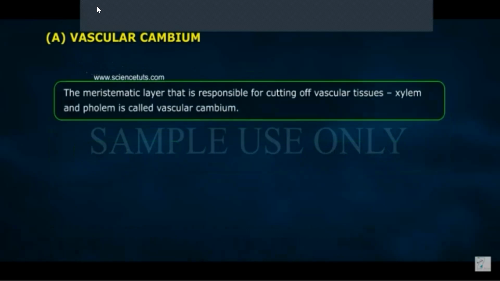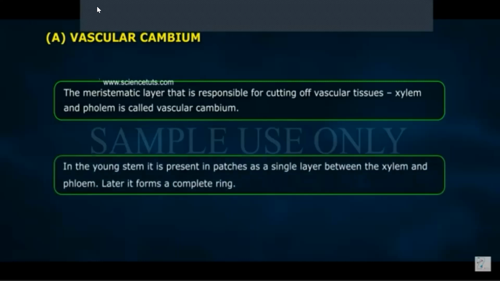The meristematic layer that is responsible for cutting off vascular tissues, xylem and phloem, is called vascular cambium. In the young stem, it is present in patches as a single layer between the xylem and phloem. Later, it forms a complete ring.